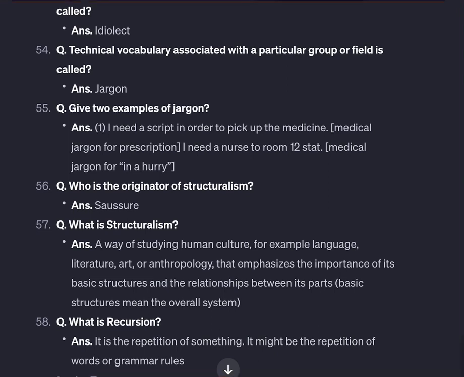56. Q. Who is the originator of structuralism? ANS. Saussure. 57. Q. What is structuralism? ANS. A way of studying human culture, for example language, literature, art, or anthropology, that emphasizes the importance of its basic structures and the relationships between its parts. Basic structures mean the overall system. 58. Q. What is recursion? ANS.